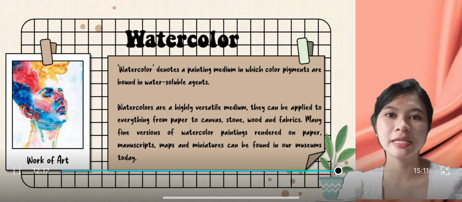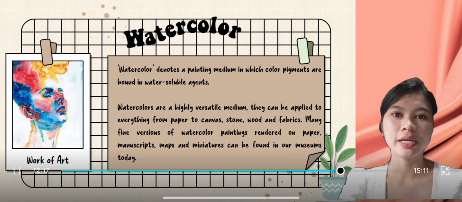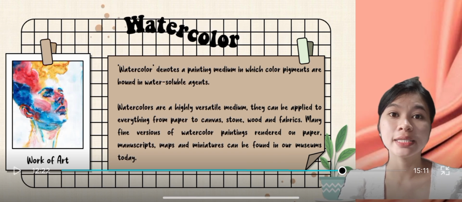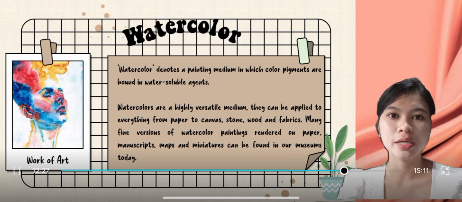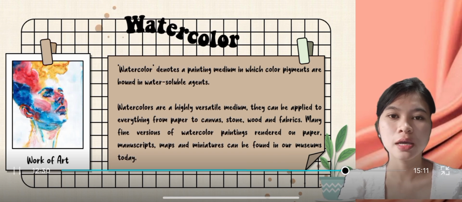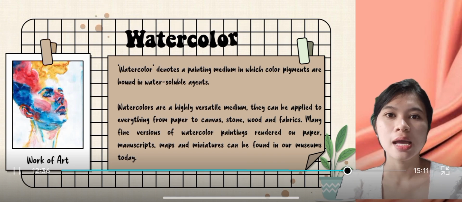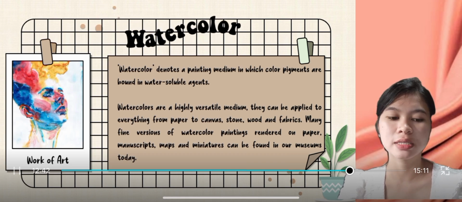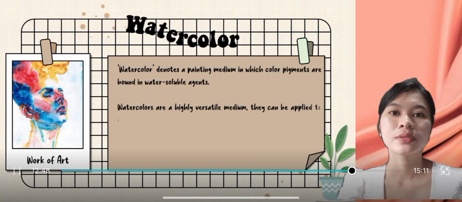We have here the different kinds of techniques used in watercolor paint. So the first one is wet on wet. So wet on wet is applying paint to a wet surface in order for the paint to blend and flow naturally. So again, the wet on wet is applying paint to a wet surface, allowing the color to blend and flow naturally.